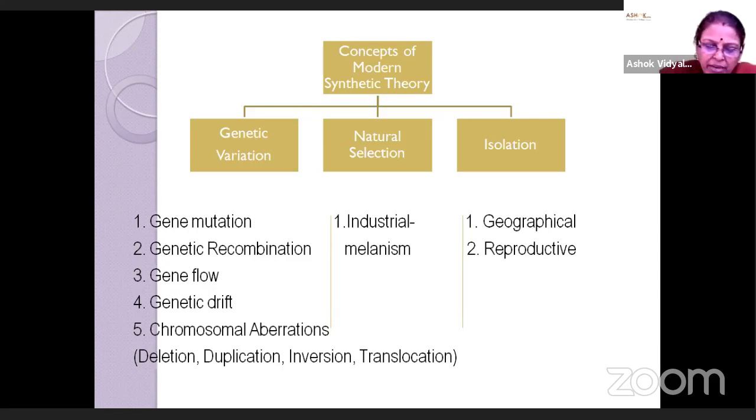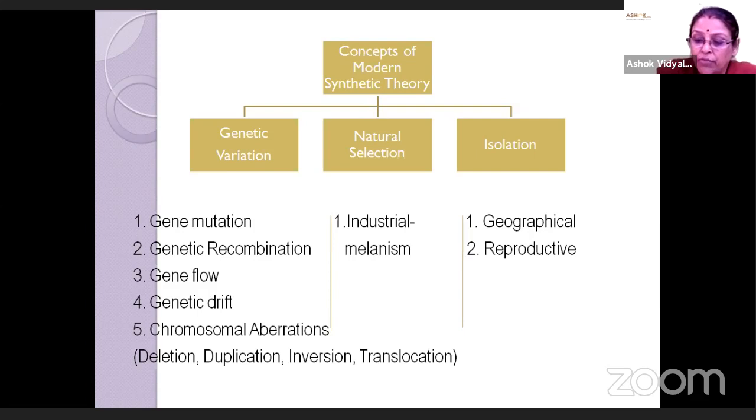Industrial melanism: the darkness of the skin, feathers or fur acquired by a population of animals living in an industrial region where the environment is soot darkened. Soot matlab jo धुआं आता है, that smoke that comes. It is the appearance of dark melanic forms of some organisms like moths in the industrial region, where the heavy emission of carbon from the burning coal has colored the background.